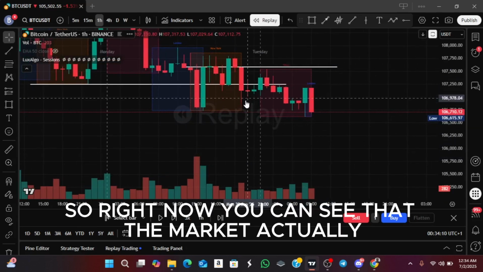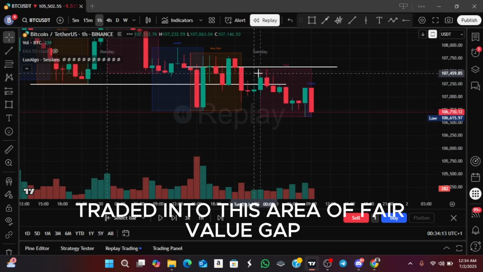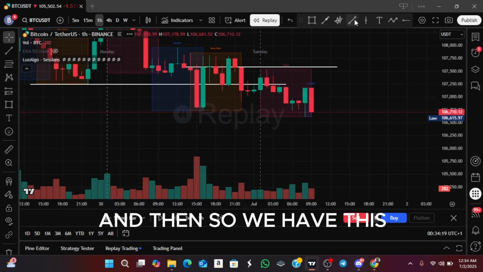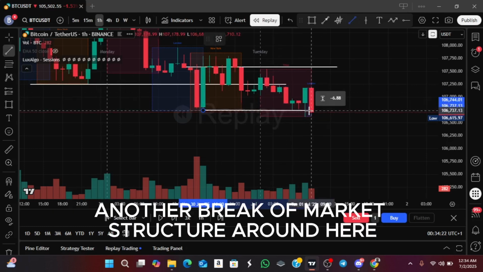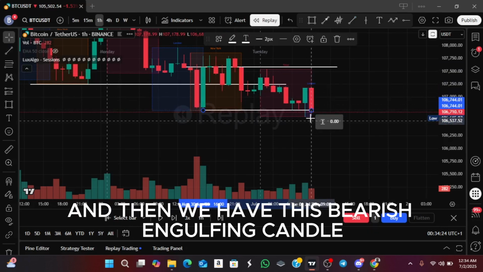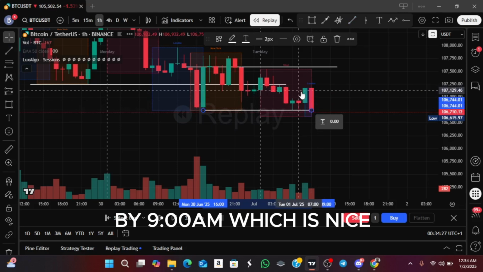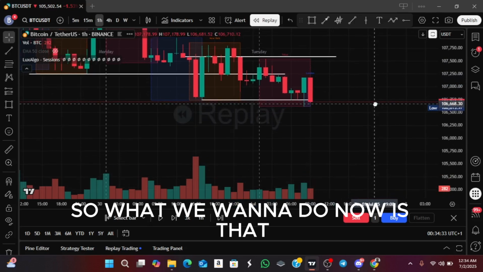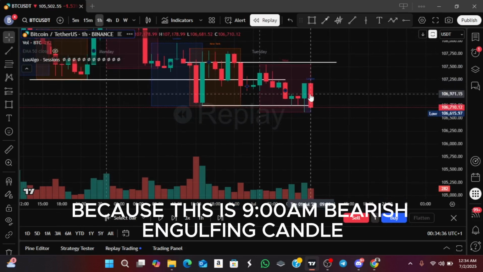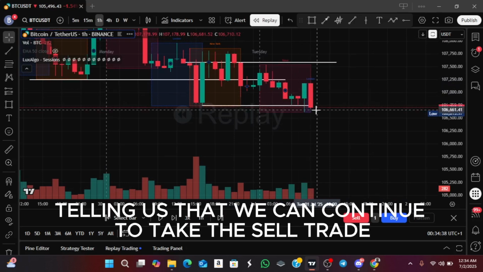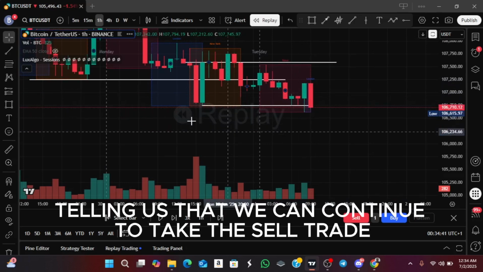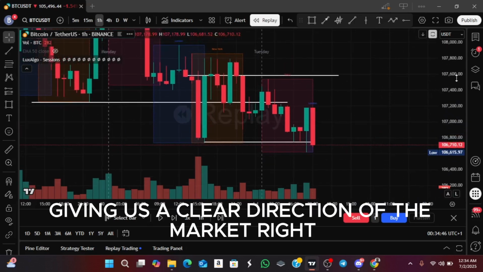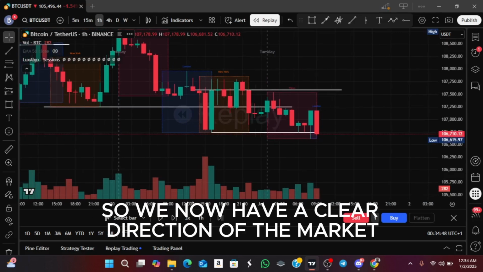Right now you can see that the market actually traded into this area of fair value gap around 2 a.m., then continued to go lower. Then we have another break of market structure around here, and then we have this bearish engulfing candle by 9 a.m., which is nice. So what we want to do now is take our short entry, because this 9 a.m. bearish engulfing candle is telling us that we can continue to take the sell trade. The 1-hour time frame has really given us a clear direction of the market.